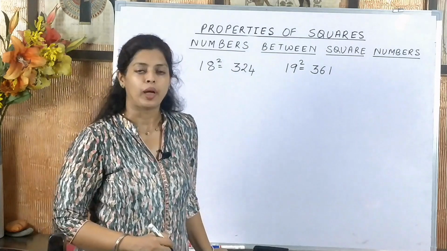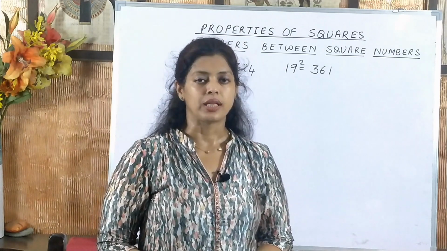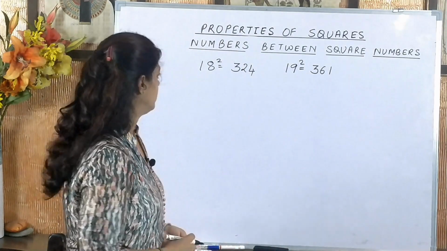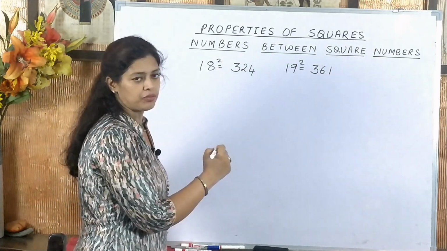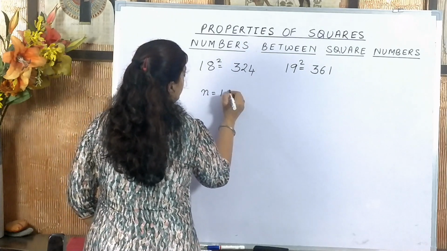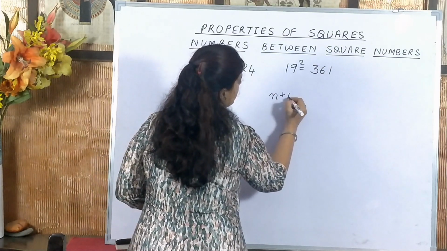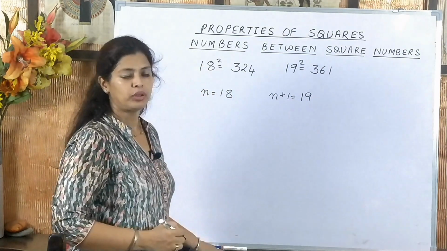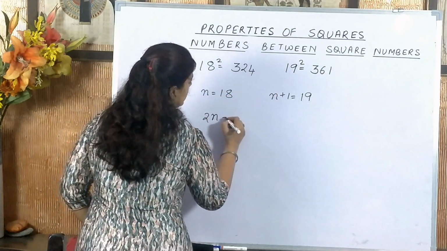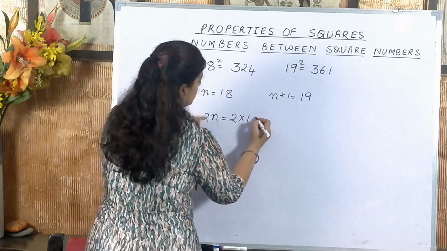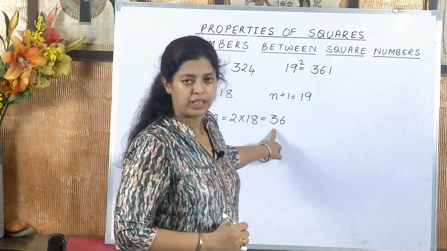But as per the property of squares, we have learnt that there are 2n non-perfect square numbers between the squares of two consecutive numbers. So 18 and 19 are consecutive numbers and can be denoted as n and n plus 1, where n is equal to 18 and n plus 1 is equal to 19. And since we know that there are 2n numbers between squares of 18 and 19, it means 2n is equal to 2 into 18, which is equal to 36. And all these numbers are non-perfect square numbers.